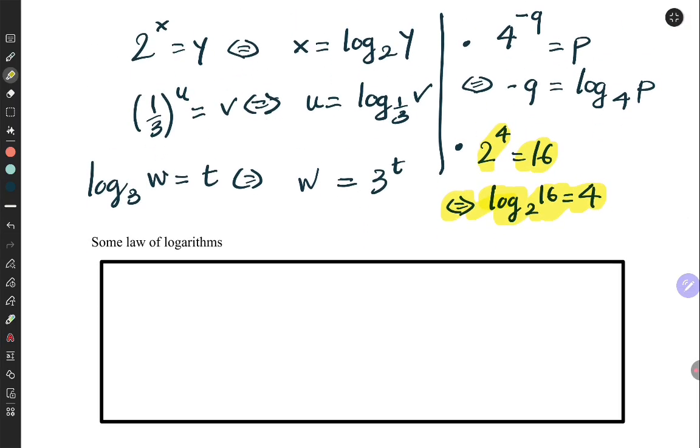Some laws with logarithm. I want to show this. What can you do with the math of logarithm? First one.